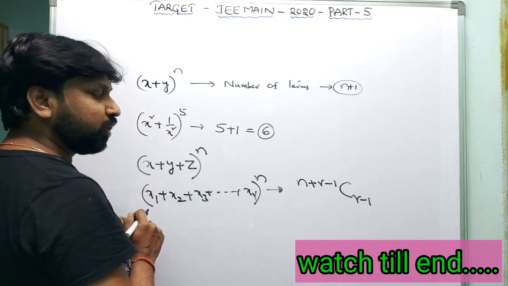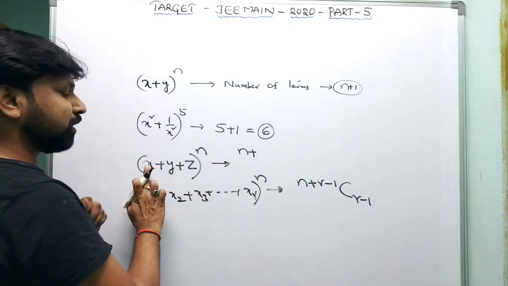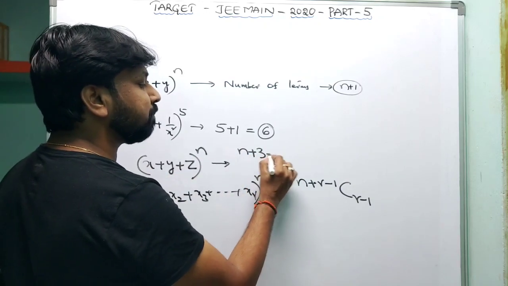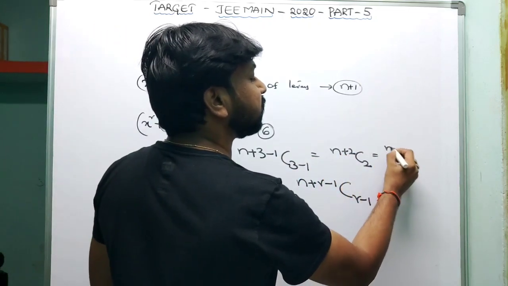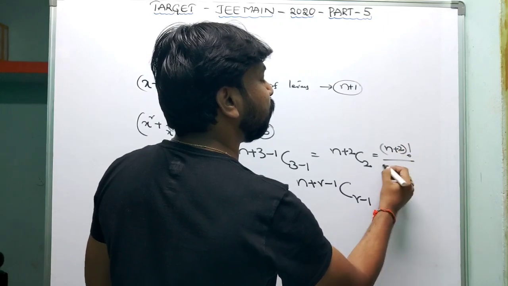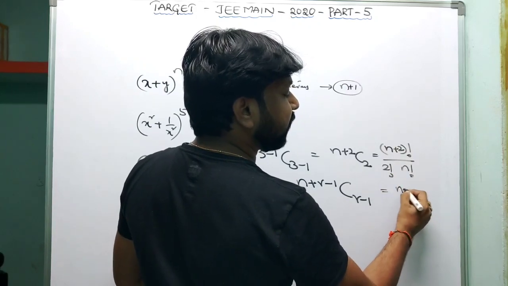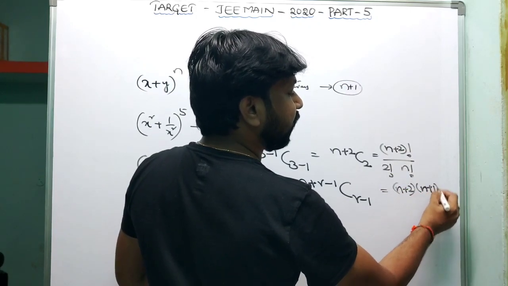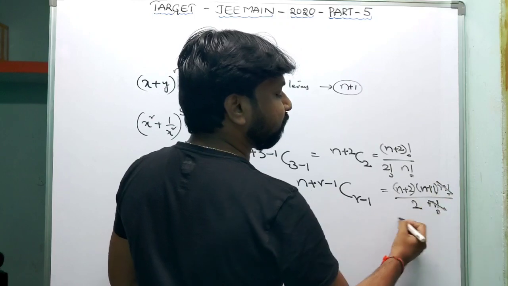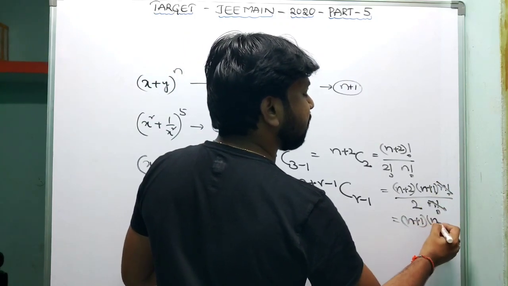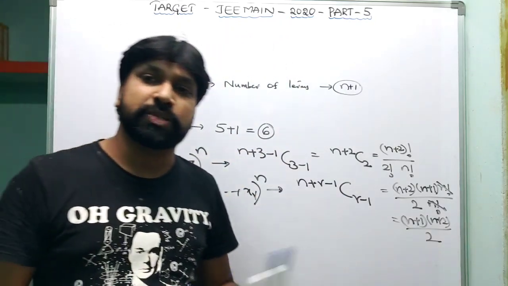For example, if you want to find the total number of terms in the expansion of (x plus y plus z)^n, then n plus r minus 1 is nothing but n plus 3 minus 1, C 3 minus 1. That is n plus 2 C 2. That is nothing but (n plus 2) factorial by 2 factorial into (n plus 2 minus 2) factorial, that is n factorial. This is nothing but (n plus 2)(n plus 1) n factorial whole by 2 factorial into n factorial. n factorial cancels. Then you get the answer (n plus 1)(n plus 2) by 2. So the total number of terms in that expansion is nothing but (n plus 1)(n plus 2) by 2.